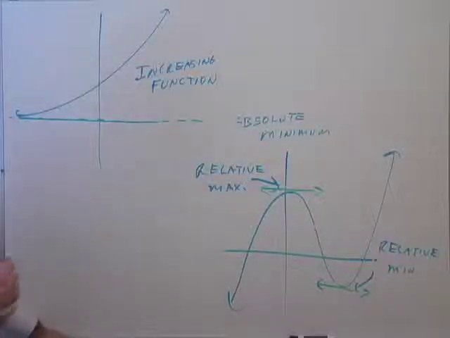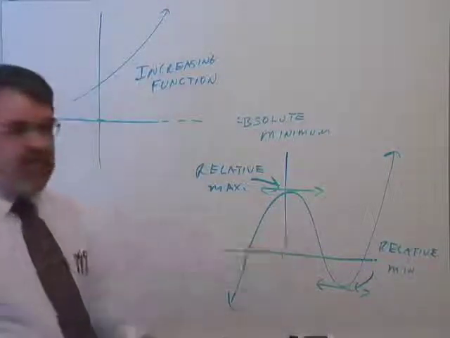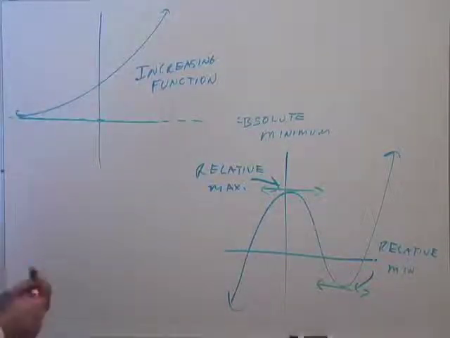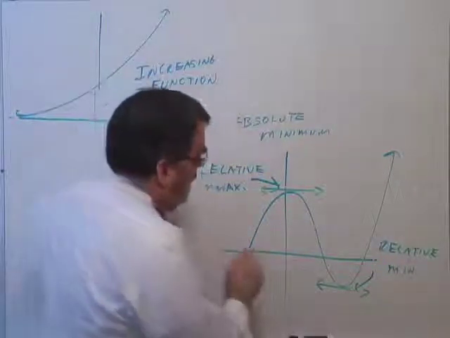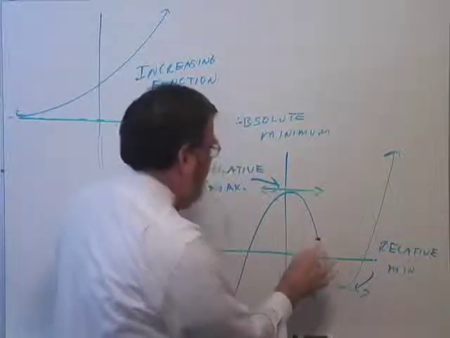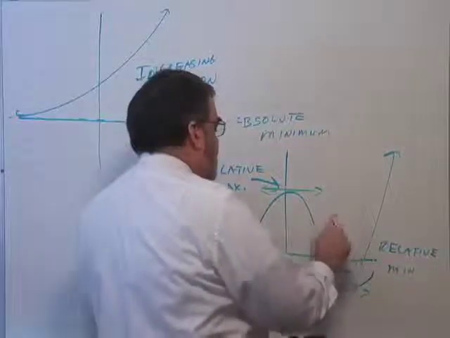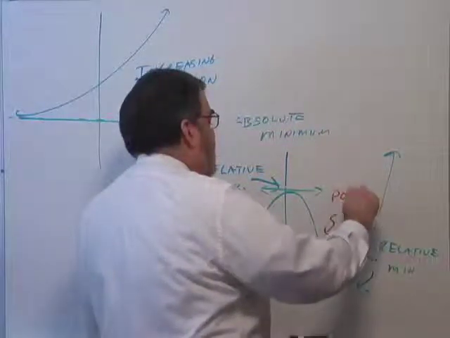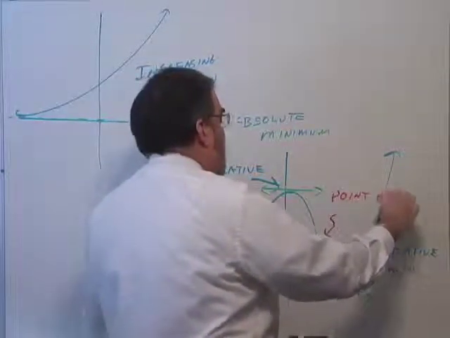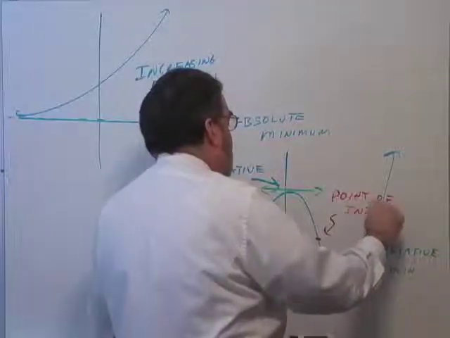All right, now I'd like to talk about another thing, which is called the point of inflection. And I'm going to go back to my cubic polynomial graph here. And the point of inflection is approximately here. So let me label it. I hope this doesn't get too cluttered. Point of inflection.